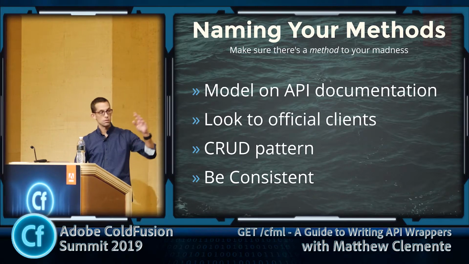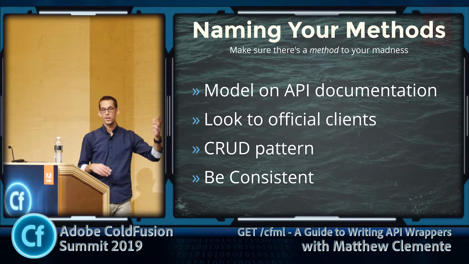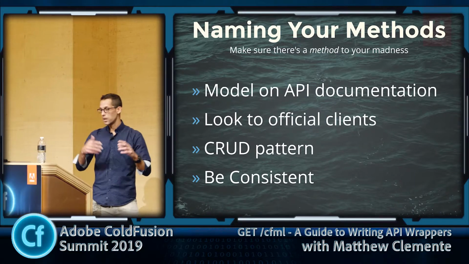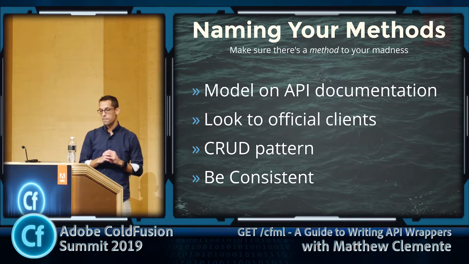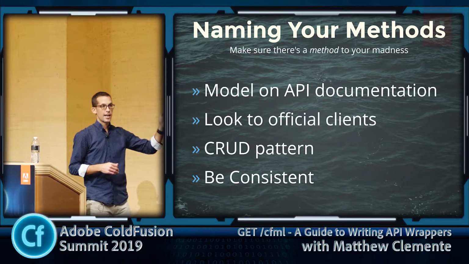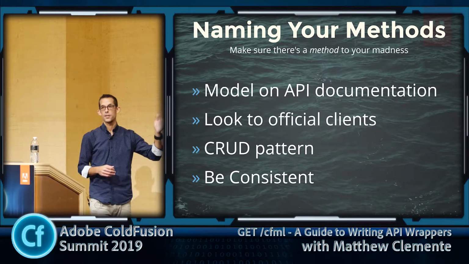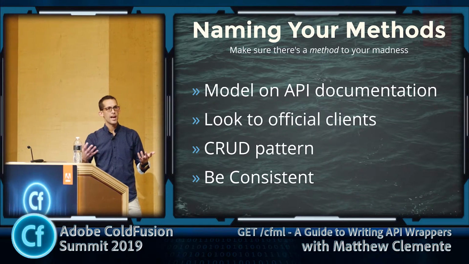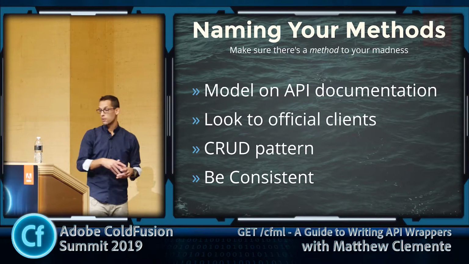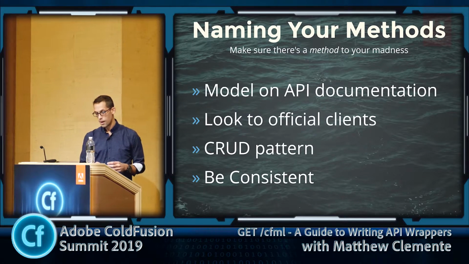Now that method was called search, that function was called search. So just a note about naming your methods. You want to make sure that there's some method, unintended, to your madness. The reason I call it search is because I'm modeling the API documentation. They call it endpoint search, so I'm calling that method search. Search kind of falls outside of the normal create, retrieve, update, delete CRUD structure, but generally the CRUD pattern is very helpful for naming your methods.